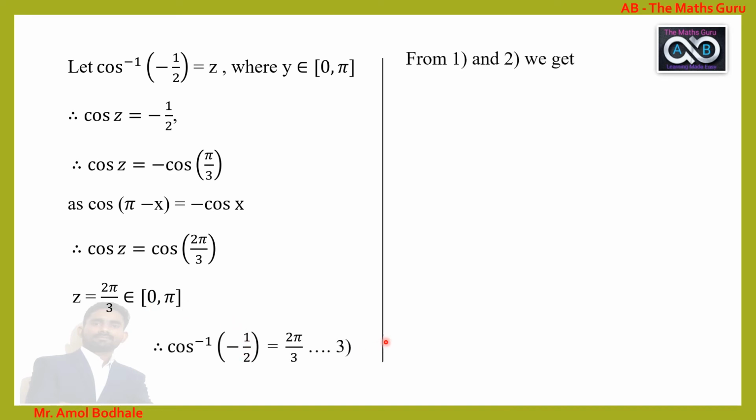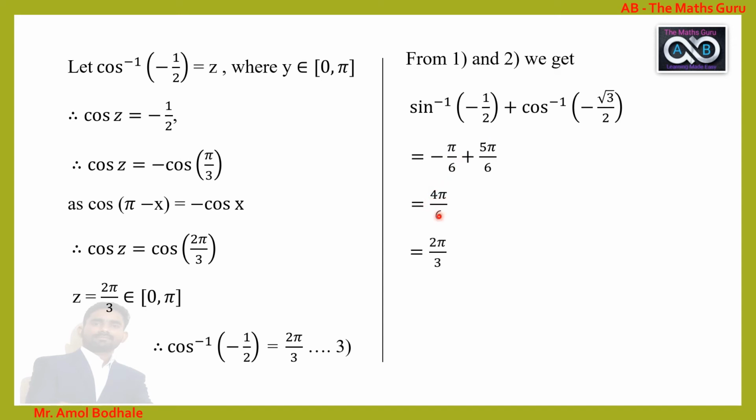Now from equation 1 and 2 we get the value of LHS, that is sin inverse of minus 1 by 2 plus cos inverse of minus root 3 by 2, which is minus pi by 6 plus 5 pi by 6. The denominators are the same, so we can add the numerators, that is minus pi plus 5 pi, 4 pi upon 6, which can be written as 2 pi by 3, and which is exactly the RHS, that is cos inverse of minus 1 by 2. So from equation 3, we proved LHS equals RHS.